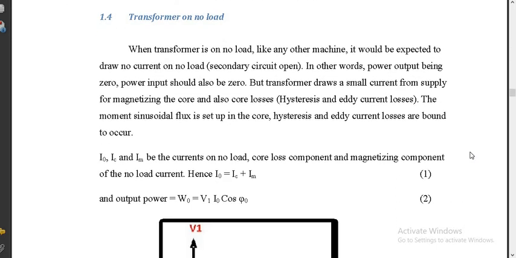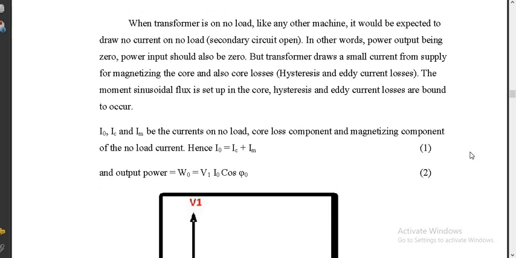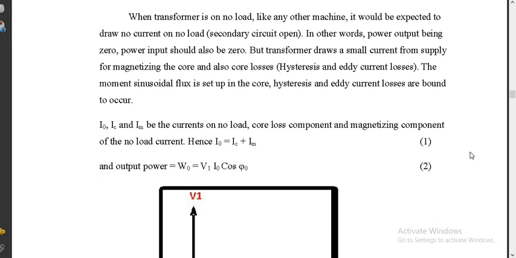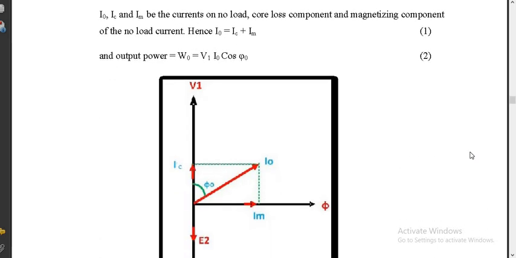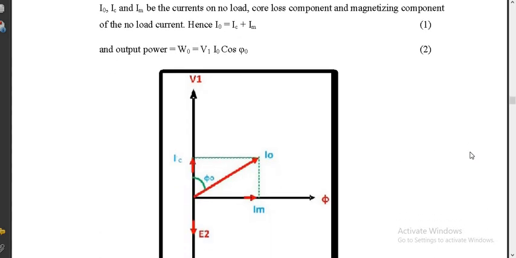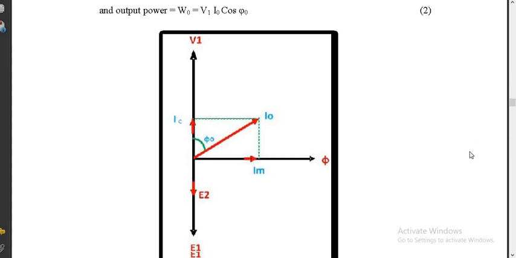So unlike any other instrument, despite on no load, there is certain current drawn from the transformer, that is no load current. So this was the phasor diagram, and the power loss in this case is actually V1 I0 cos φ0.